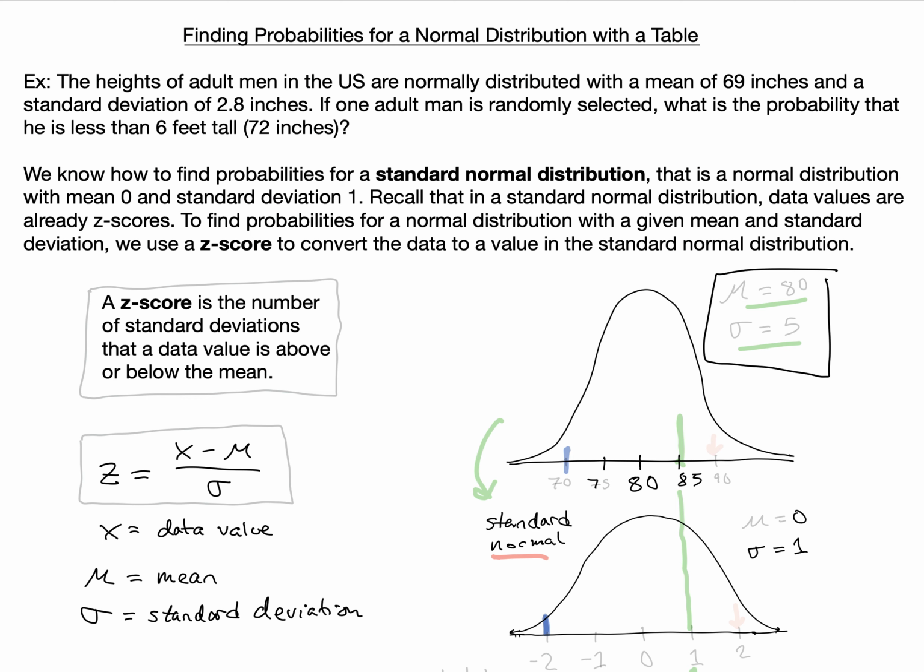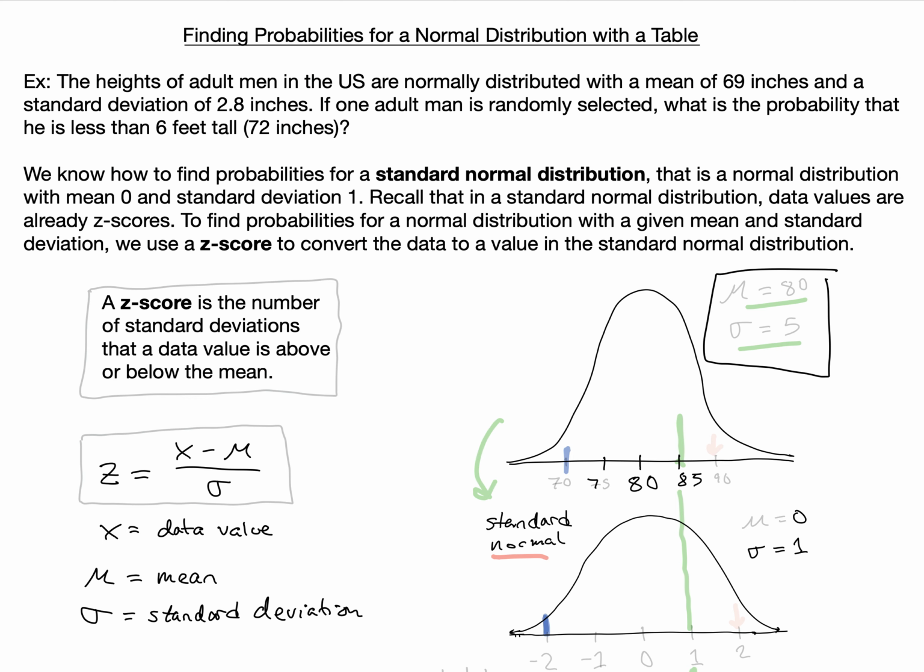Going to talk about finding probabilities for a normal distribution with a table. So suppose that heights of adult men in the U.S. are normally distributed with a mean of 69 inches and a standard deviation of 2.8 inches. If one adult man is randomly selected, what is the probability that he is less than 6 feet tall, or less than 72 inches tall?